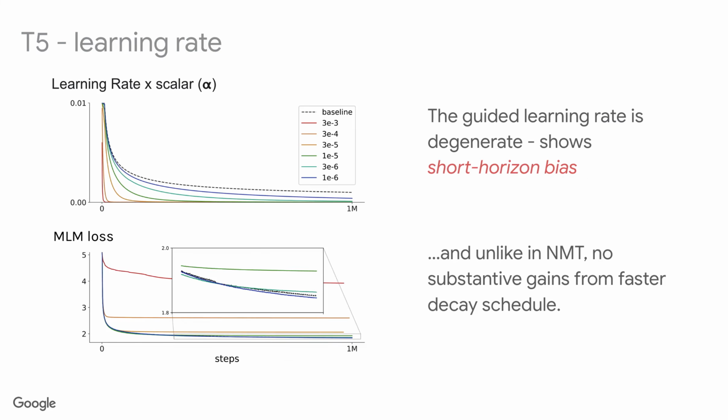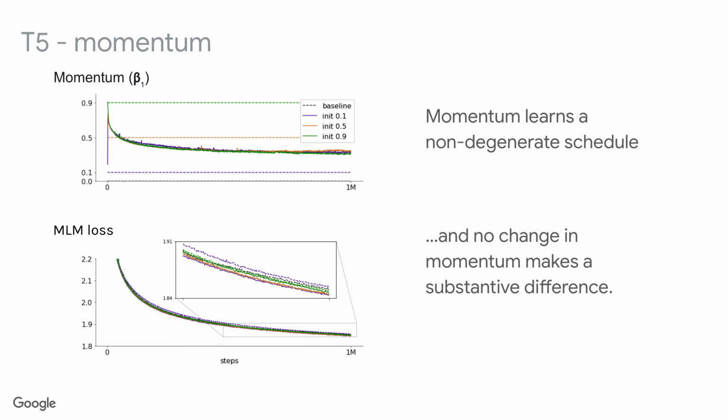When we run the same learning rate experiments on T5 language model pre-training, we observe the same short horizon bias for the learning rate, which monotonically decreases to a tiny value. Unlike in NMT, we don't see any gains from tuning the meta-optimizer learning rate. When we look at momentum, we again see a non-degenerate schedule where regardless of initialization, all learned runs converge to the same gradually decaying schedule. However, when we look at performance on the dev set loss, we see that no T5 model has significant performance difference on account of any of the momentum schedules.